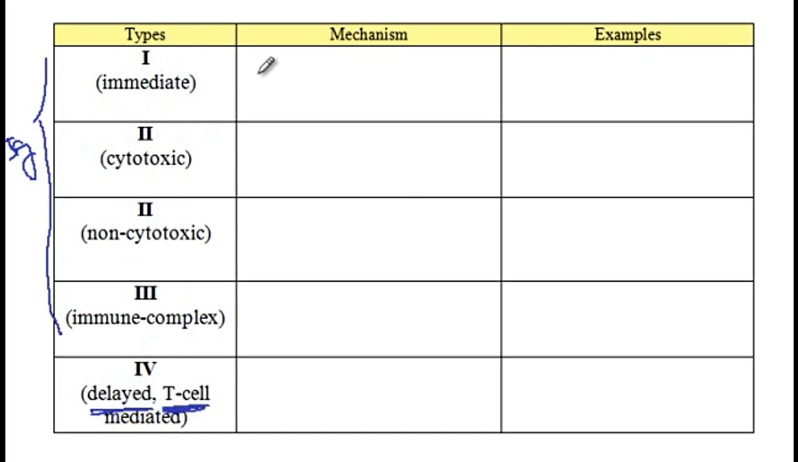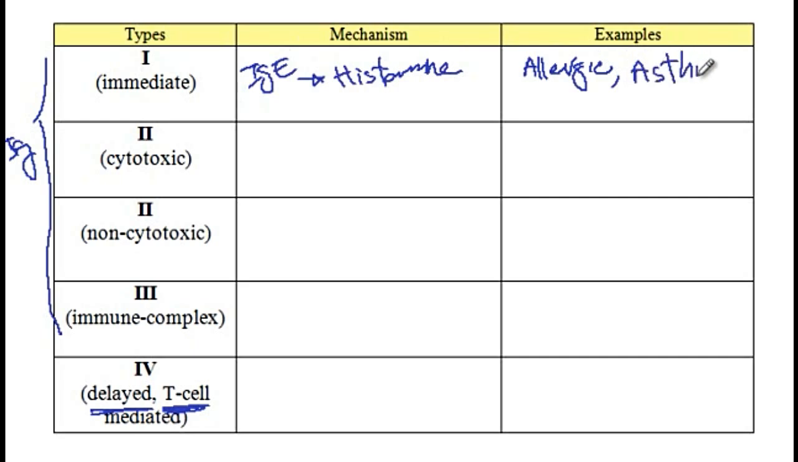Now in the first form, there are IgE antibodies that are on the surface of mast cells, and once these IgE antibodies interact with the antigens, they induce the release of histamine, which can cause the allergic reaction, asthma, as well as the anaphylaxis reaction. And common causes of anaphylaxis reaction include foods like peanuts or the bee sting.